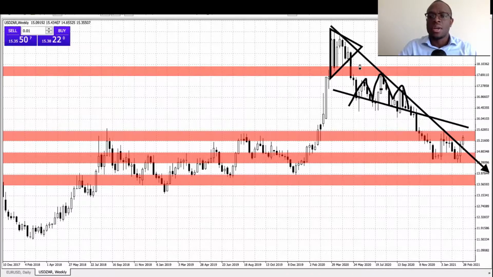Then I've also added this general bearish trend direction, which also facilitated the creation of the triangle. Also, we have this breakout trade. At this point, the price is now retesting 15.21600 as a resistance zone for the third time.